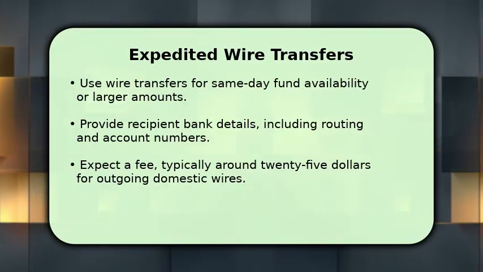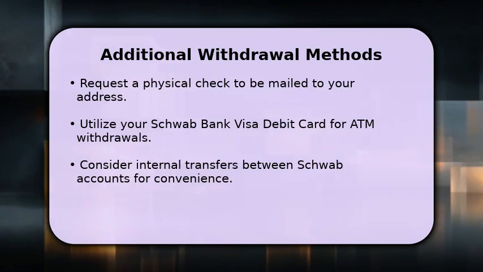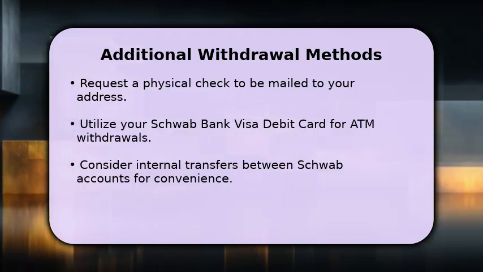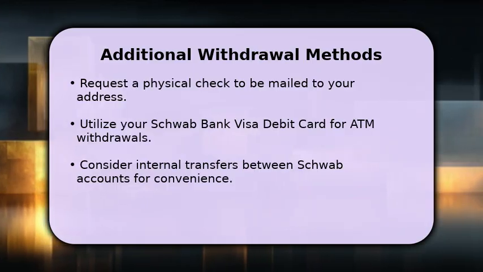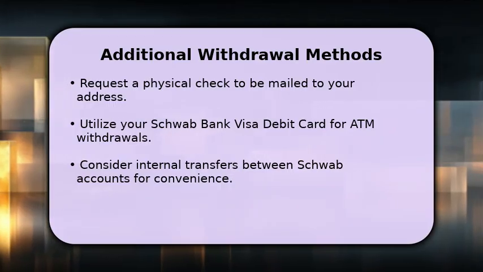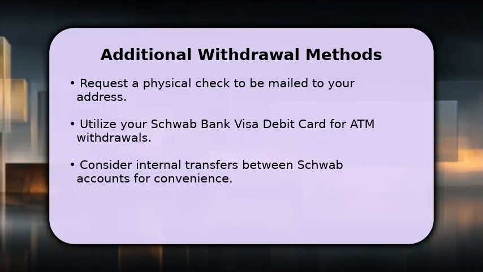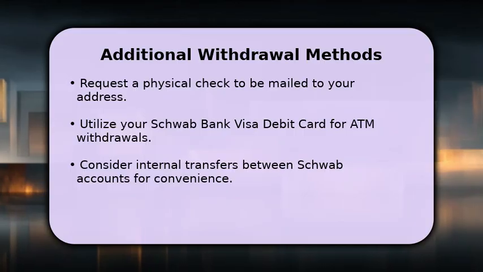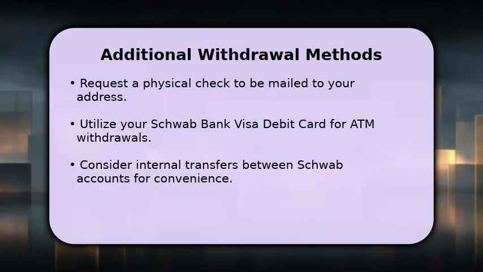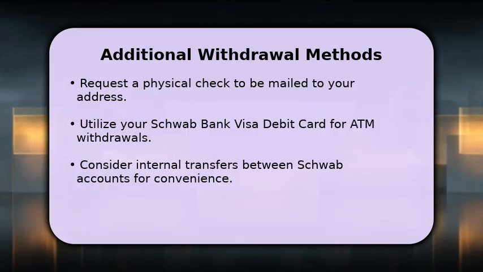Beyond electronic transfers, Charles Schwab offers a few other ways to access your money. You can request a physical check to be mailed directly to your address, which is useful if you prefer a paper trail. If you have a Schwab bank account, your Visa debit card allows you to withdraw up to $1,000 cash from ATMs daily, with worldwide ATM fee reimbursements. Additionally, transferring funds between your own Schwab accounts is always a seamless and immediate process.